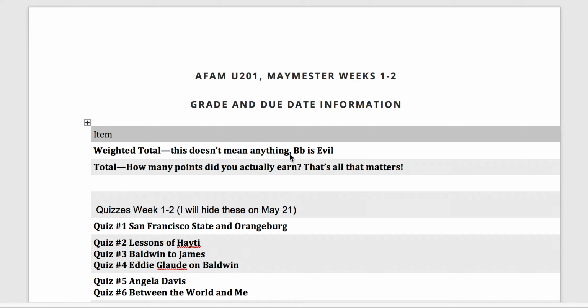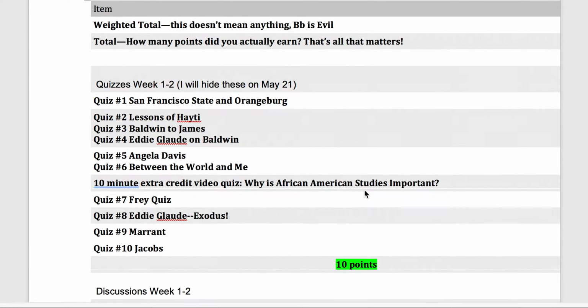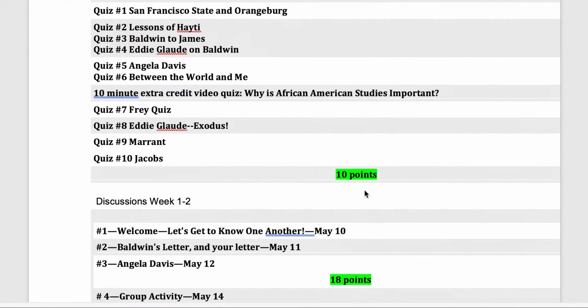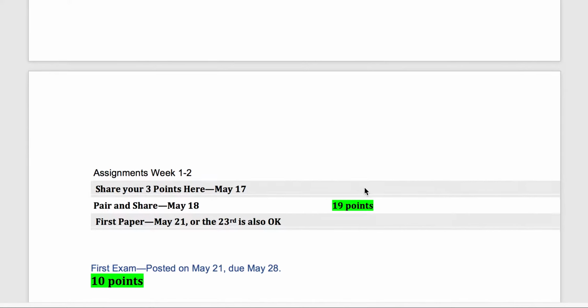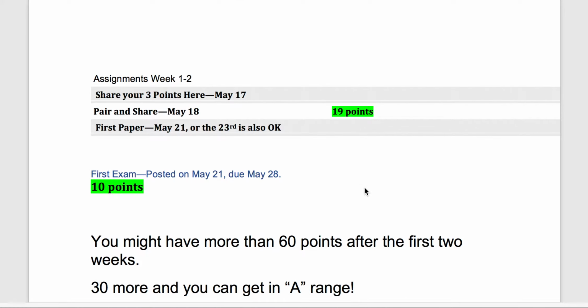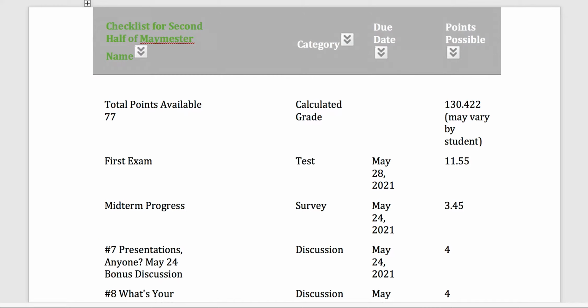This is just a quick explanation of how to use the checklists for our class. Now, as you can see, this is the checklist for the first 2 weeks. And in the work assigned during the first 2 weeks, you had the possibility to earn about 58 points. Some people might have had more than 58, but that isn't relevant at the moment.